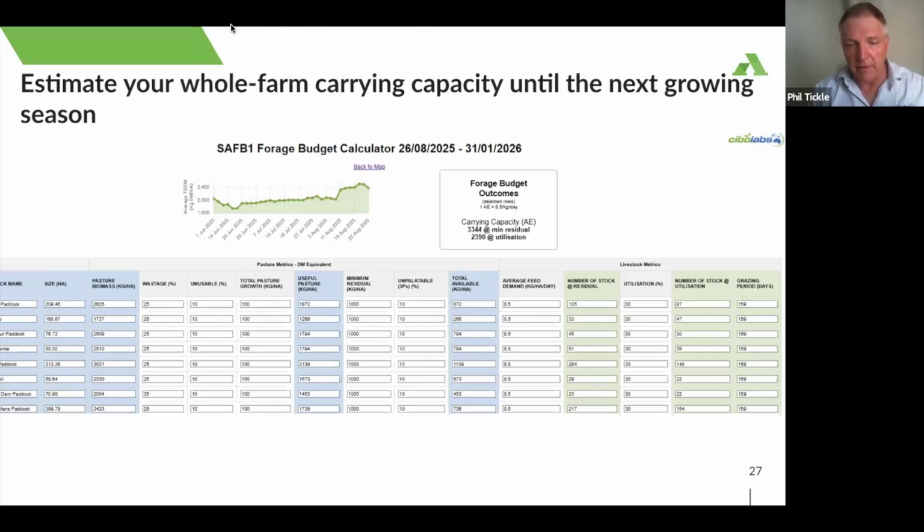You can go through and then change your assumptions per paddock. And so on the left-hand side there, we've got the paddock names, the sizes, wastage, unusable, growth, residuals, useful pasture. And then on the right-hand side there, we've got what the total available is, what the average feed intake is, and then we're telling you basically an estimate per paddock of the number of stock at the residual.